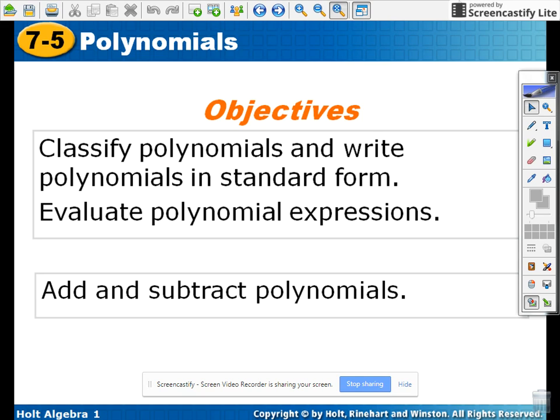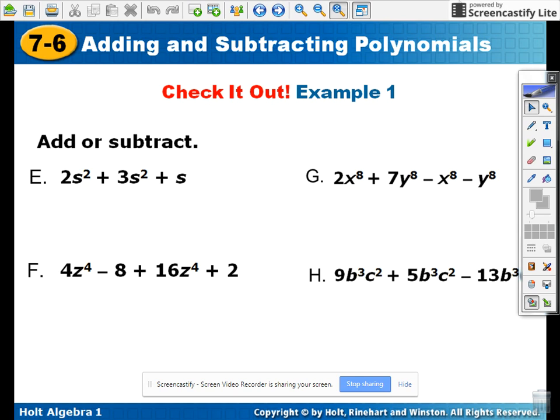If you want to look at the first and second page, there are tables and charts that give more classification. And if you want to look through them, that would be great for when I get back. You can even try to classify some of the examples that are on your paper. But right now we're going to skip to the fourth page where it says adding and subtracting polynomials.